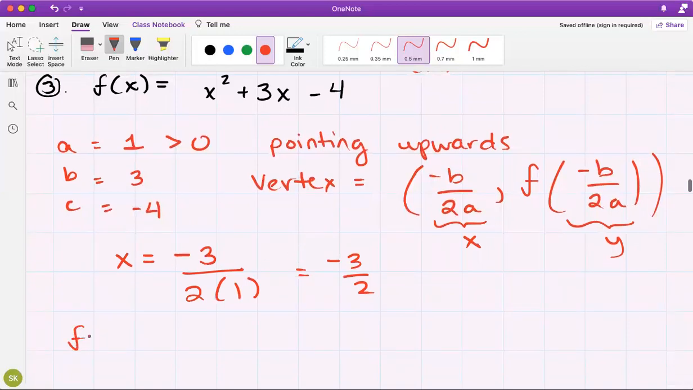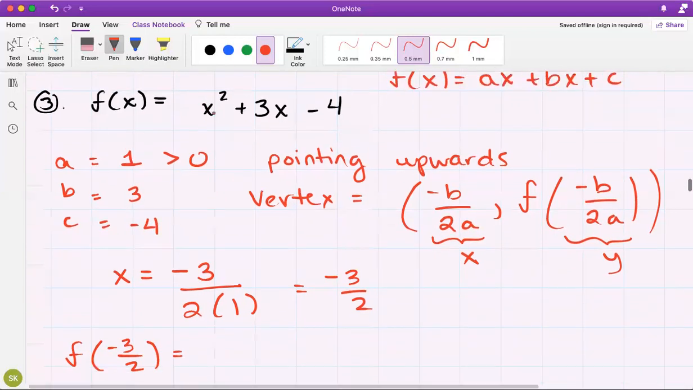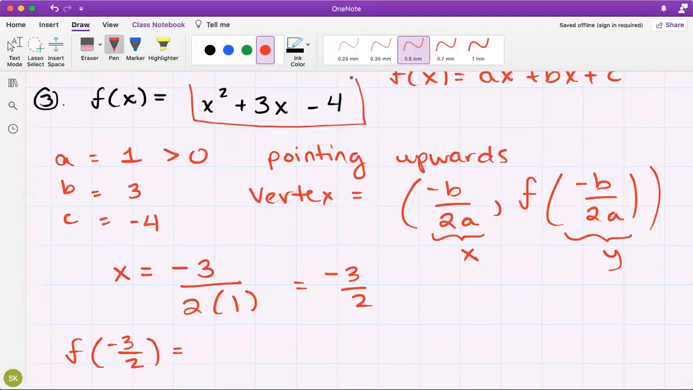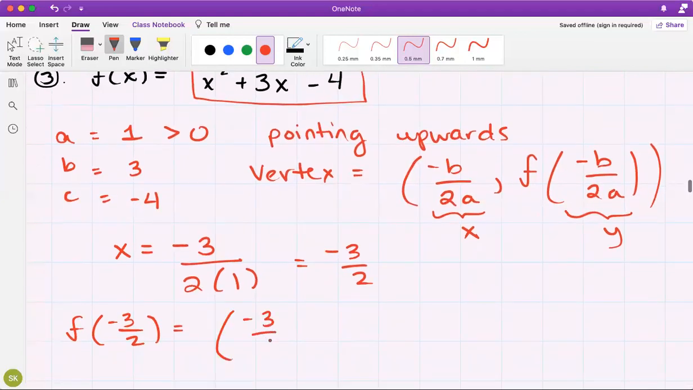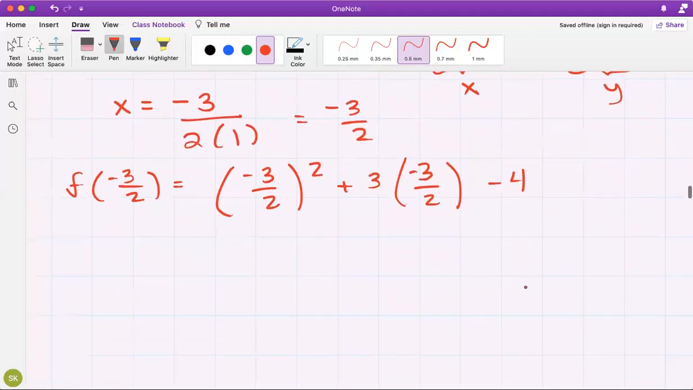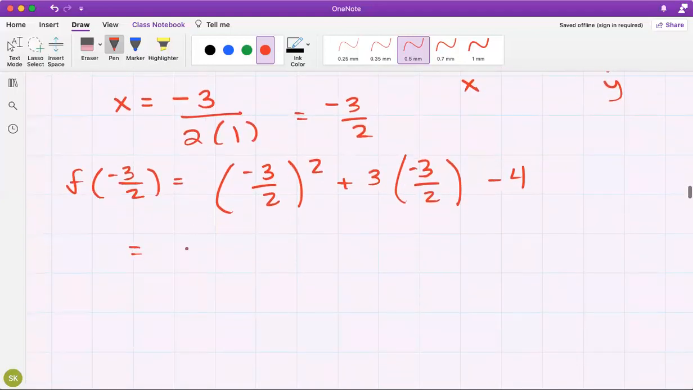Now we're going to plug this value, -3/2, into our function, and here's our function right here. So wherever I see an x, I'm going to plug in -3/2. So I have (-3/2) squared plus 3 times -3/2 minus 4. Square this is 9/4. This becomes a -9/2. And then this is -4.